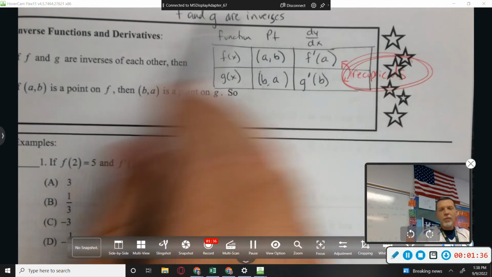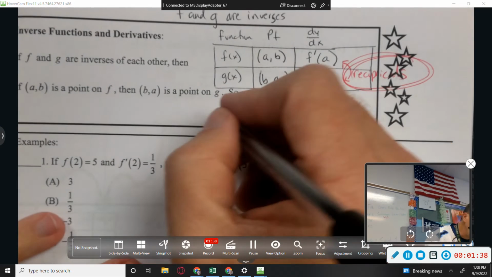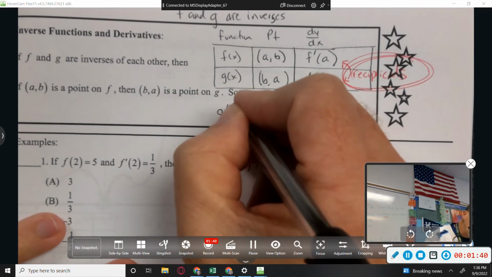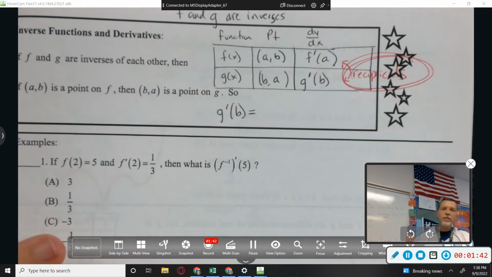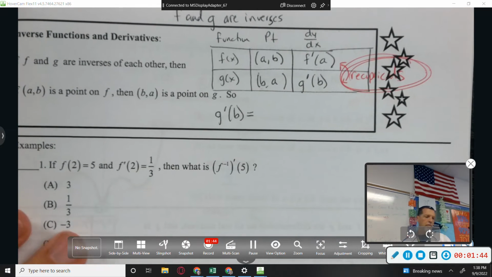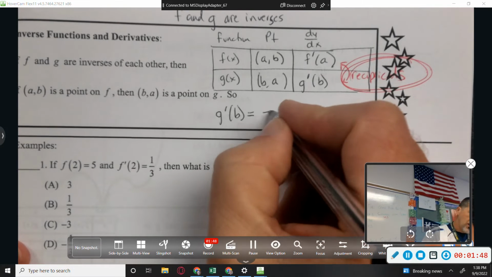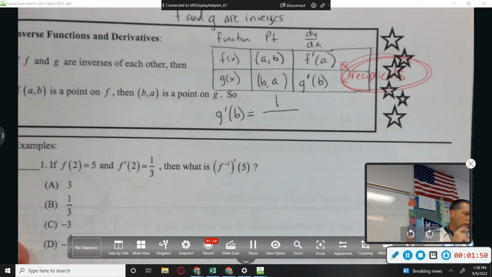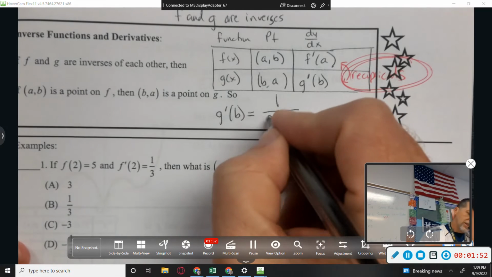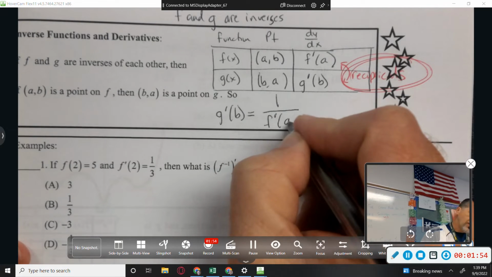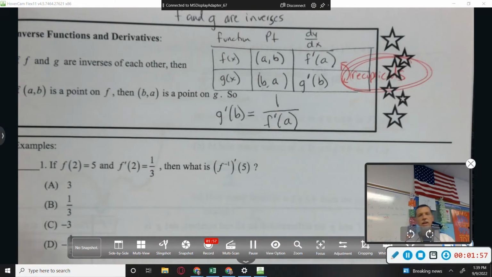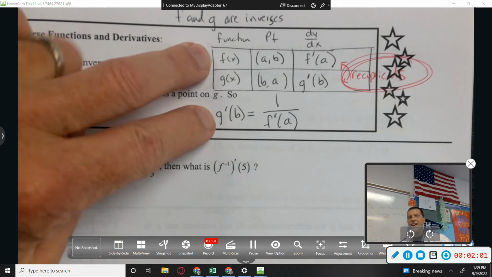To me, this is the way to remember it. The official formula looks like this. I'll let you decide how you want to think about it. The derivative of g at b is the reciprocal, so 1 over the derivative of f at a. Okay. Those two things say exactly the same thing.